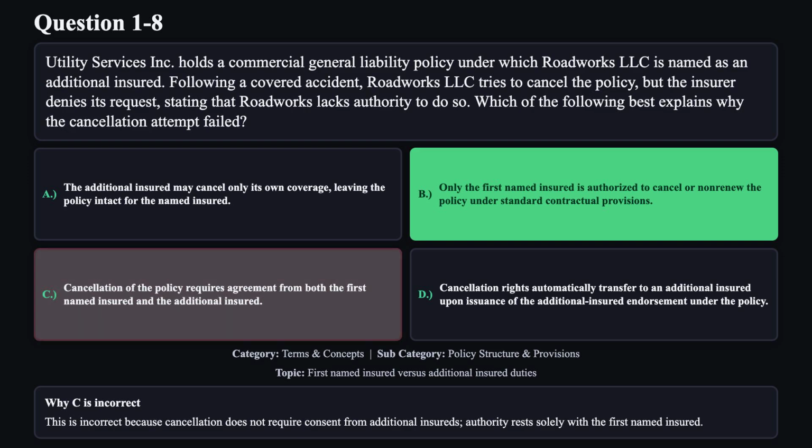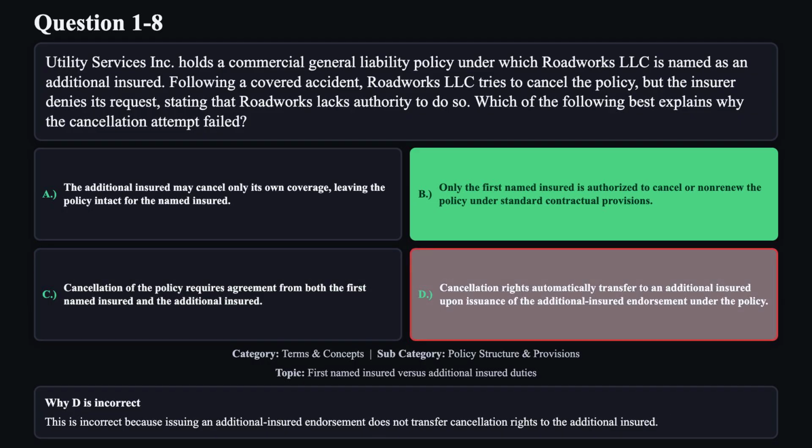Reason C is not correct. This is incorrect because cancellation does not require consent from additional insureds. Authority rests solely with the first named insured. Reason D is not correct. This is incorrect because issuing an additional insured endorsement does not transfer cancellation rights to the additional insured.